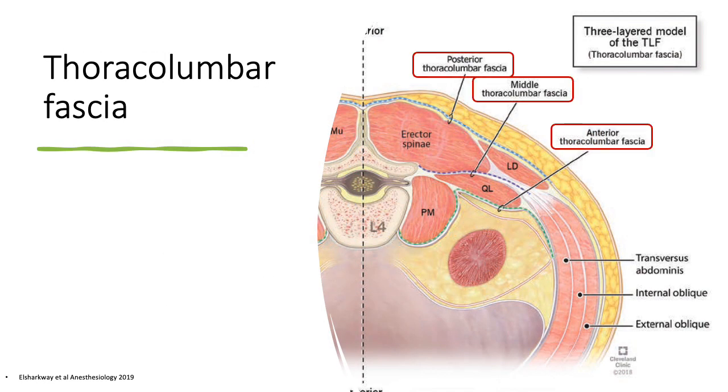Similar to the other interfascial plane blocks like TAPs or ESPs, the quadratus lumborum block is targeting a fascial plane rather than a specific nerve or plexus. The thoracolumbar fascia envelops the muscles, with the anterior thoracolumbar fascia lying between the psoas and QL, the middle lies between the QL and erector spinae, and the posterior lies behind the erector spinae in this three-layer model. Injection of local anesthetic will spread to the thoracic paravertebral space with variable craniocaudal spread depending on the location of injection.